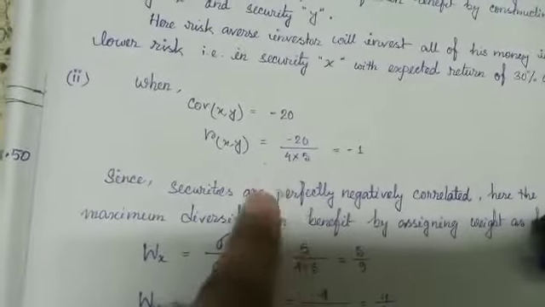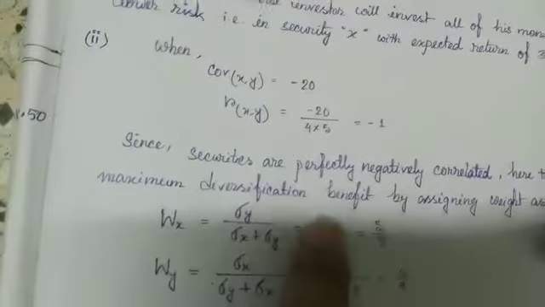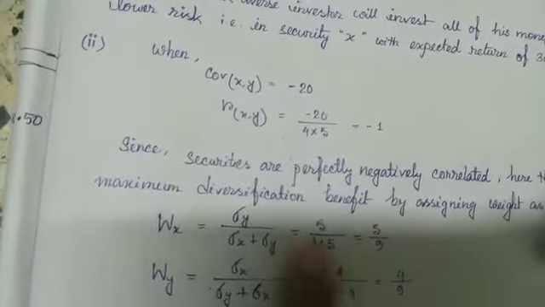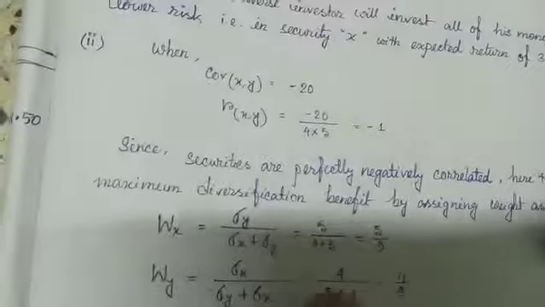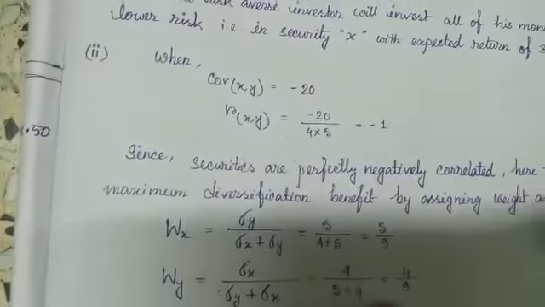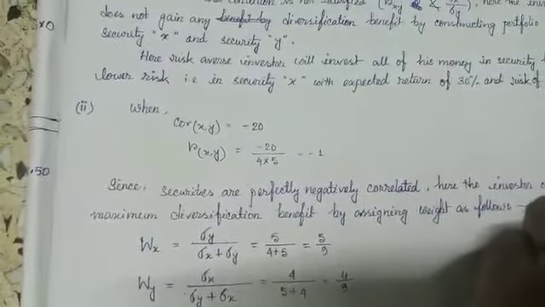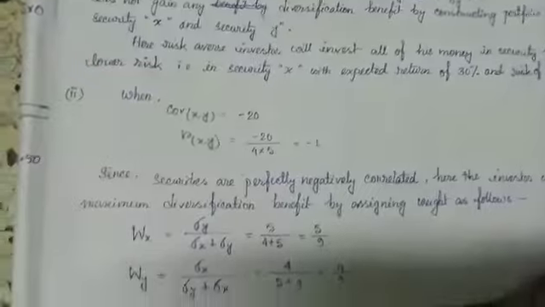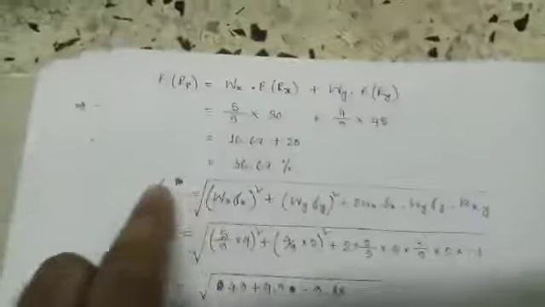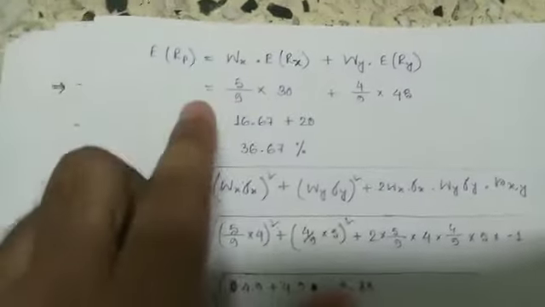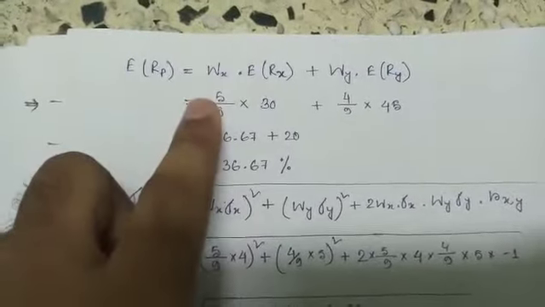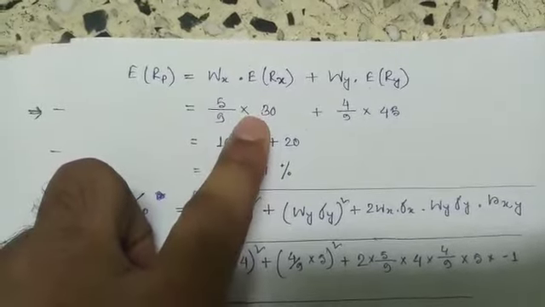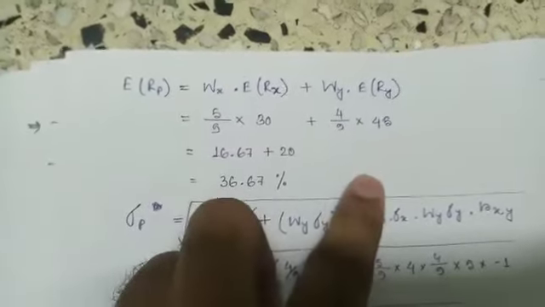So the weight of security X is equal to sigma y divided by sigma x plus sigma y. Here sigma y is equal to 5 and sigma x is equal to 4. So the weight of security X comes to 5 by 9, and the weight of security Y comes to 4 by 9. By taking these weights we have to calculate the expected return from the portfolio and the risk associated with the portfolio. We know that the expected return of the portfolio is calculated by applying the formula Wx into expected return of security X plus Wy into expected return of security Y.